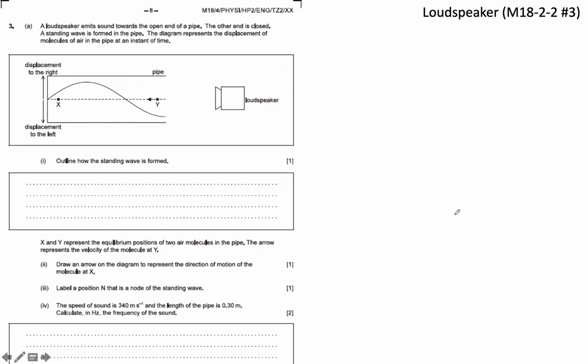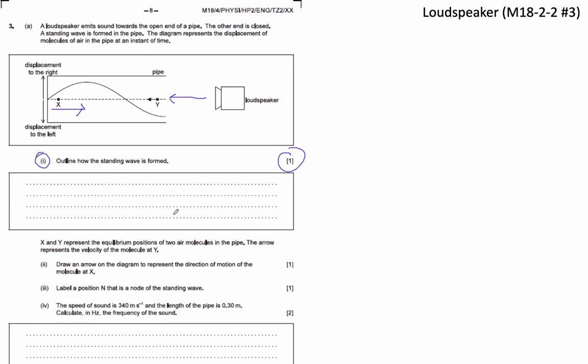All right, a loudspeaker emits sound toward the open end of a pipe, and it sets up a standing wave, right? So outline how a standing wave is formed. We have one mark, but a lot of space, right? What you want to talk about is that there's an incoming wave from the loudspeaker, there's a reflection off the wall, and those either interfere destructively or constructively. So just think about it. It's one of the two, right?